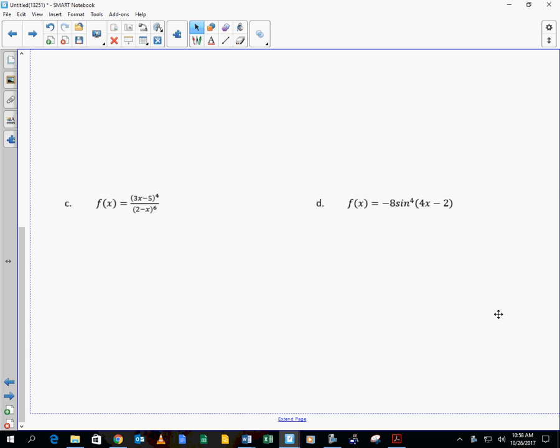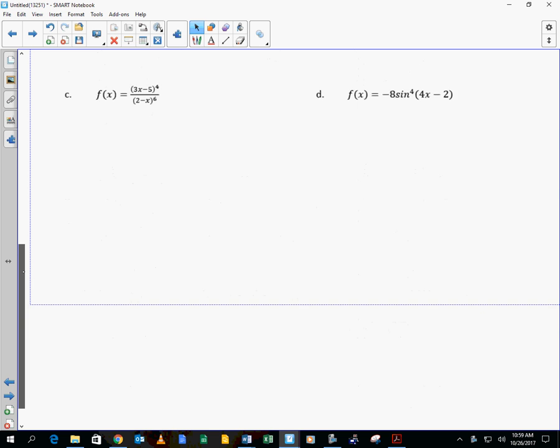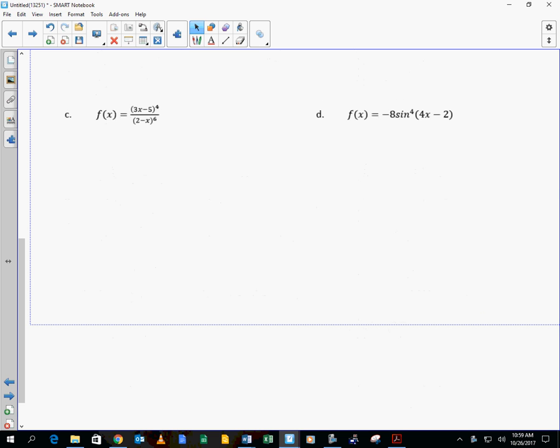Okay, we're going to pick up with example D for the chain rule. And the question is, kind of how do we set up this structure? So I consider the order of operations. I plug something in for x, I multiply by 4, I subtract 2. What's the next order of operation? After I take 4x minus 2, what's the next order of operation?